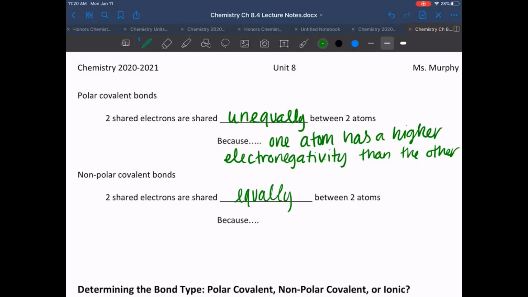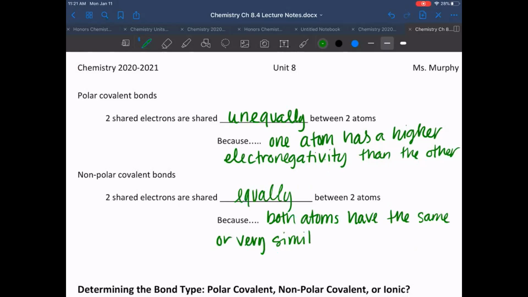This is because both atoms have the same or very similar electronegativities. I'm going to abbreviate that. So, yes, go ahead. Exactly. And the next section here is describing where those cutoffs are, because we can assign numerical values.